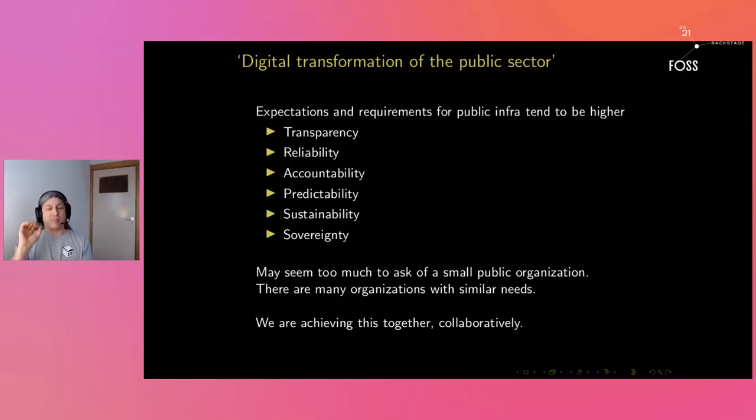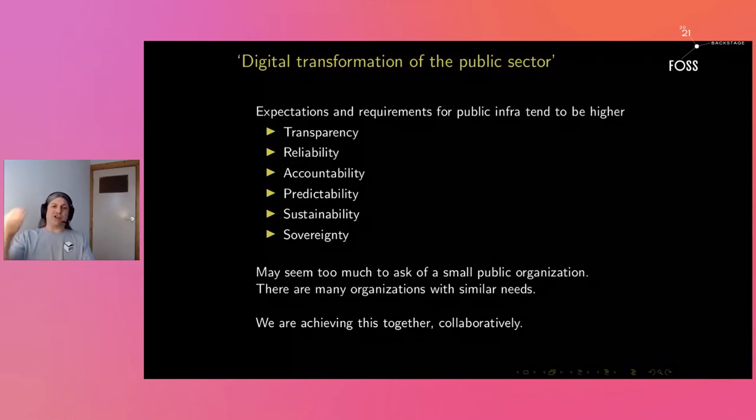And all public infrastructure, whether that's a bridge or whether it's software, tends to have very high expectations and requirements that things outside the public sector don't necessarily have to have, specifically around transparency, but also reliability, accountability, but even things like sovereignty is one of the things that comes up. And this is a lot to ask of a small public organization, a municipality that is of a small village trying to make sure that their citizenry can help participate in where the potholes are, the streetlights that are out, probably don't have their own IT staff, and they don't have expertise in this. And their needs, though, are the same as the needs of other municipalities, some great, some small.